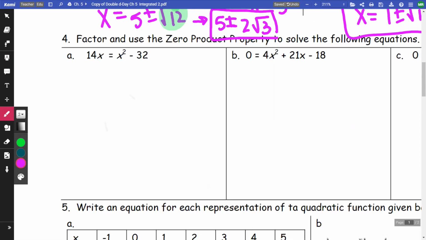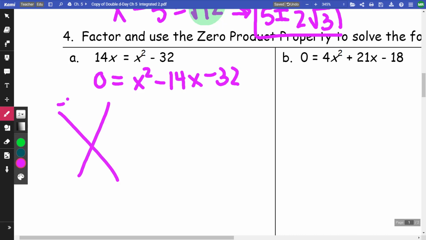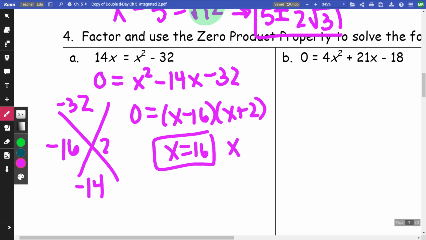These ones we're going to solve using zero product property. So I want 0 on one side, everything else on the other side. So I'm going to subtract 14x, and then I'm going to factor this. I'm trying to think of what multiplies to a negative 32 and adds to a negative 14. That's going to be a negative 16 and a 2. So I'm going to have an x minus 16 and an x plus 2, and I'm going to get 16 as one answer and negative 2 as the other.